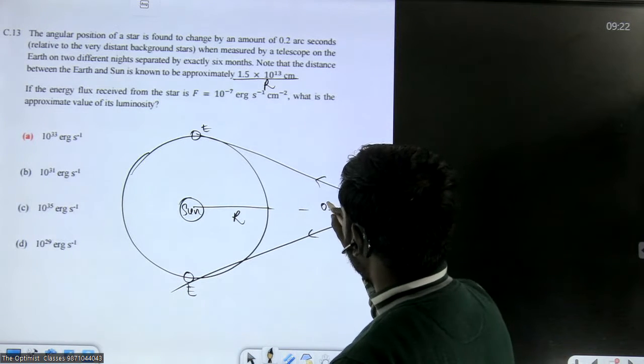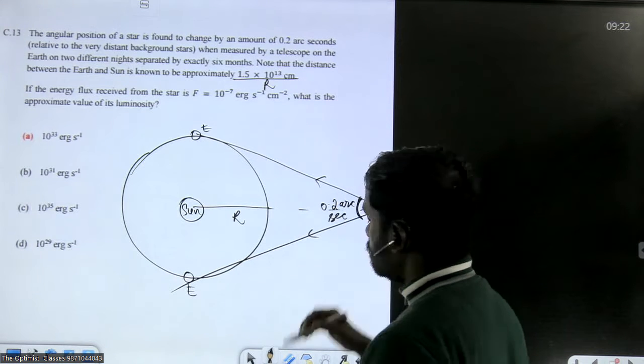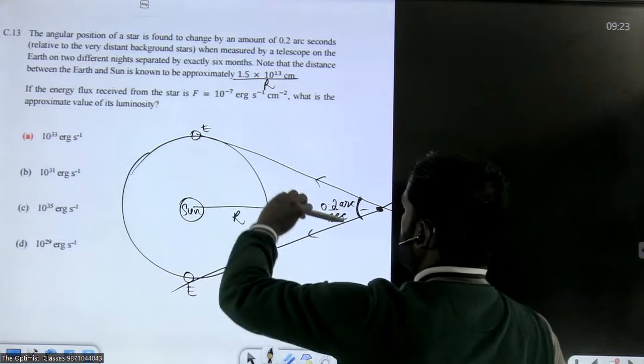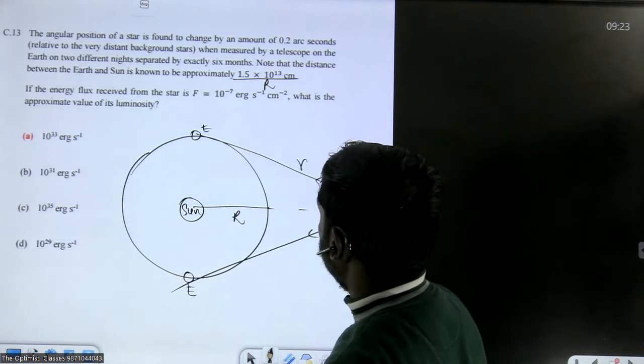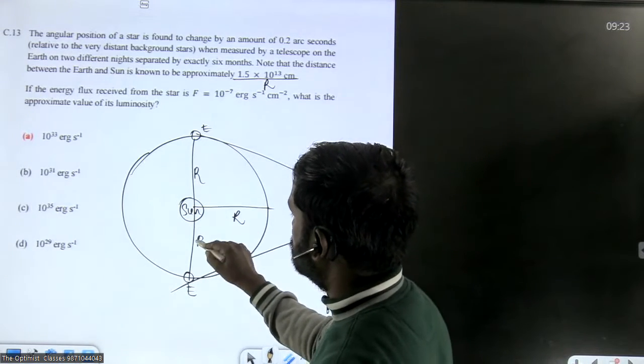This is given to be 0.2 arc second. This angle is given to be 0.2 arc second. So from this position to this position, the angle has changed by 0.2 arc second. This distance is, suppose, r from here to here, and this is r and r, so this is 2r.